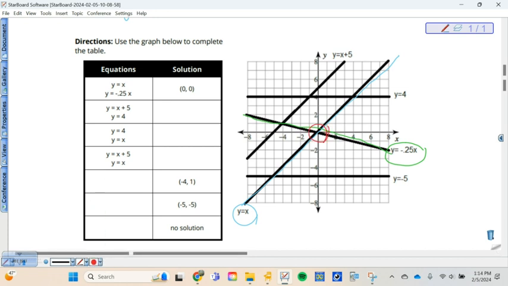0, 0, right here. 0, 0. So that's the solution. Can you guys fill out the rest of the table, please?